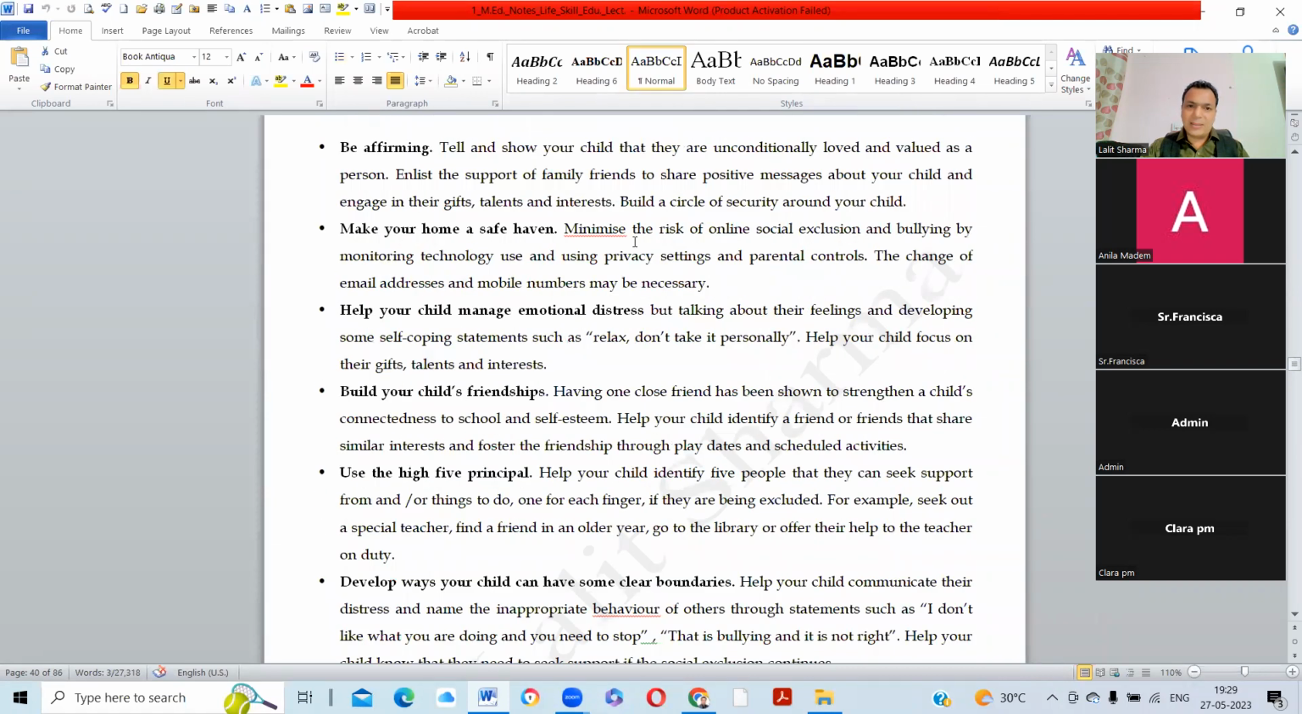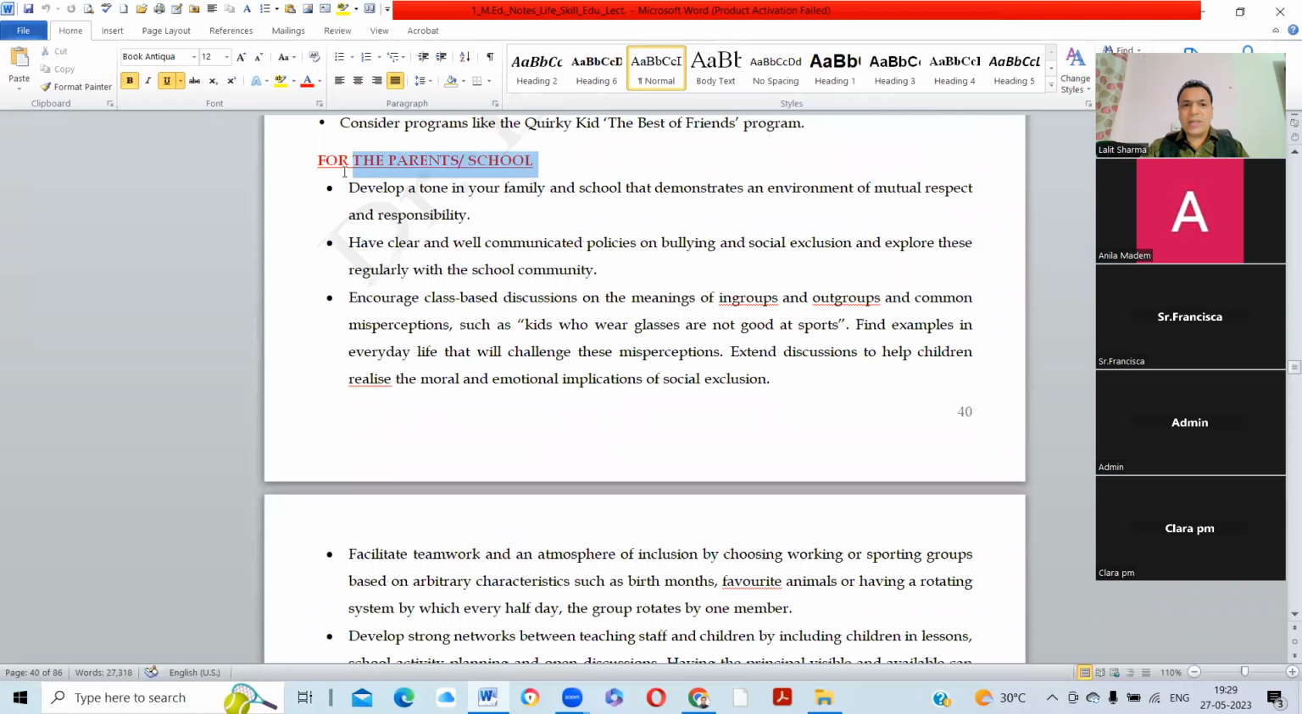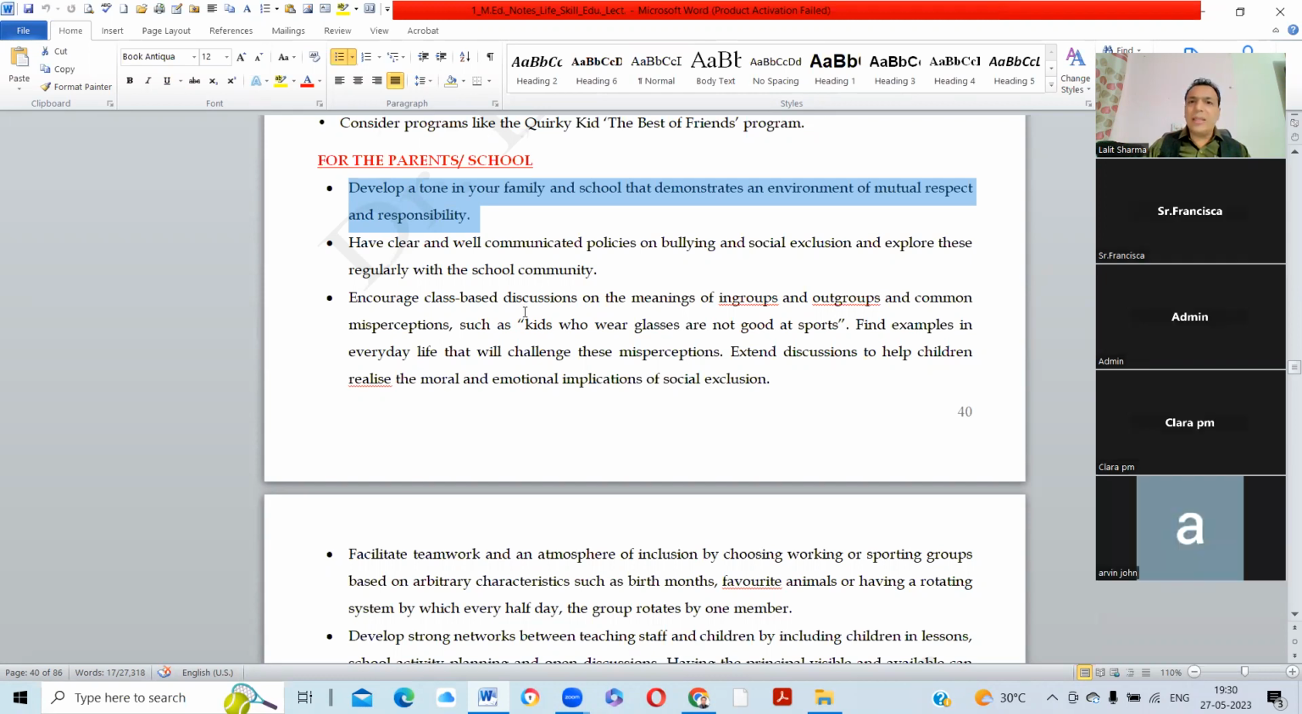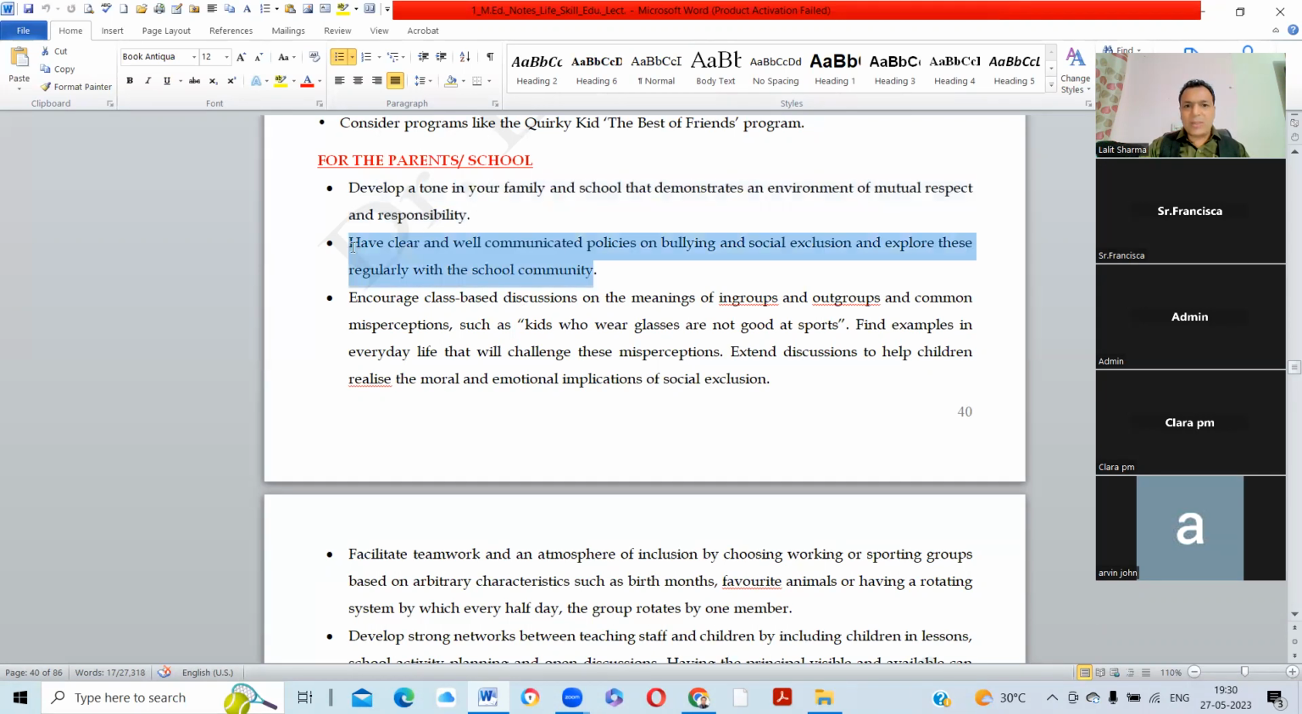Now above, everything has been told about inside the home. Then parents and schools, what are the responsibilities for excluded children? Develop a tone in your family and school that demonstrates an environment of mutual respect and responsibility. There should be a decorum in your school, giving mutual respect to each other, okay? If you start doing this, how can they become aggressive? They become aggressive because of the school environment or the home environment. Have clear and communicated policies on bullying and social exclusion and explore.